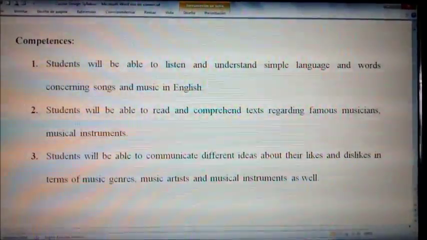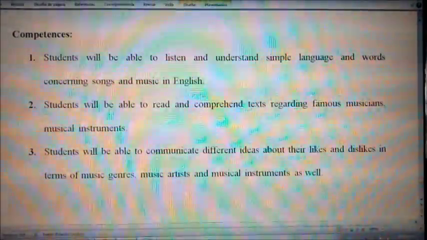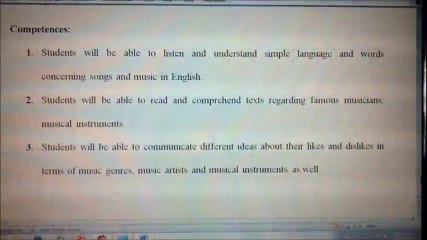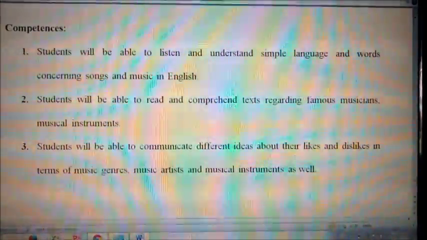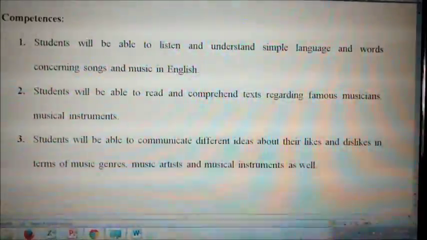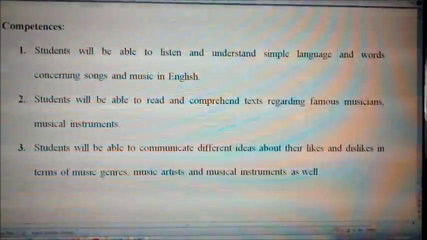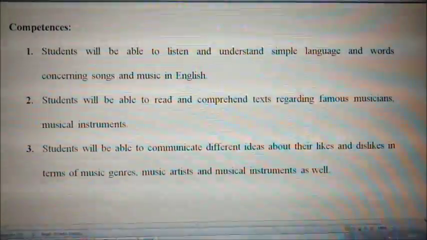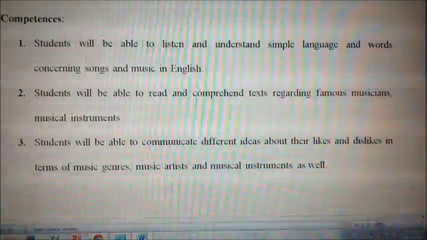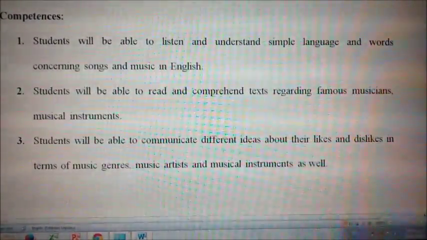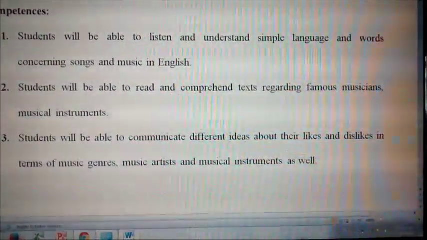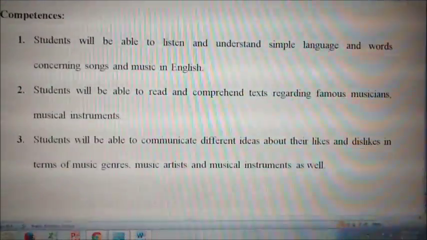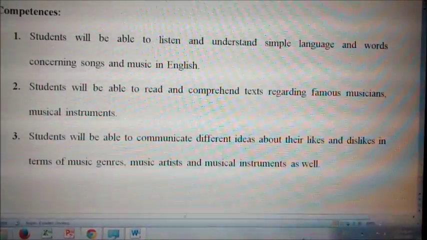At the end of the course, students will be able to listen and understand simple language and words concerning songs and music in English. They will also be able to read and comprehend texts regarding famous musicians and musical instruments as well. Moreover, they will also be able to communicate different ideas about their likes and dislikes in terms of music genres, music artists, and musical instruments as well.